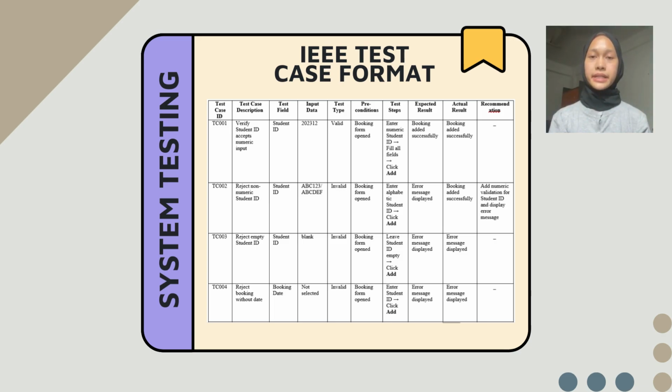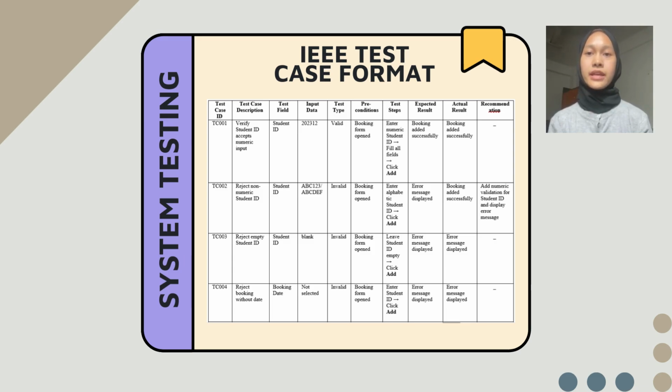Next, I will explain the IEEE test case format, which provides a detailed structure including test step, expected result, actual result, and recommendation. So, we have number 1, valid student ID. This test verifies that a numeric student ID is accepted. The system successfully adds the booking and the result matches the expectation.